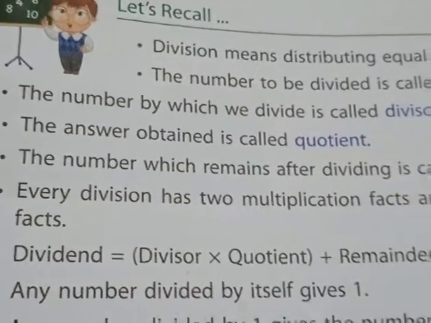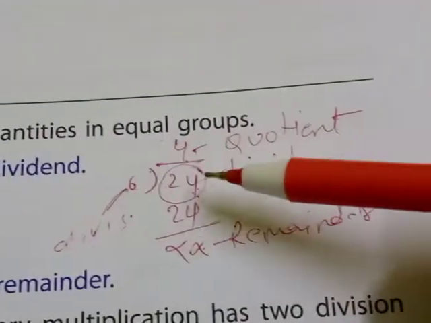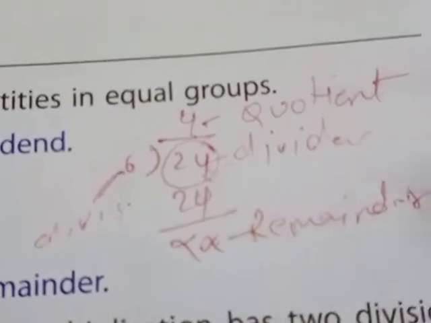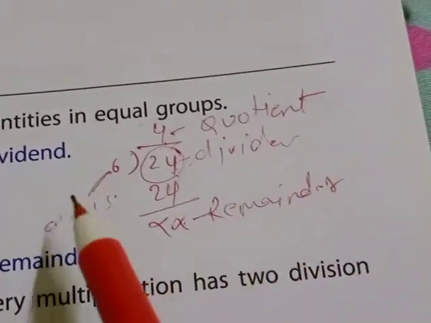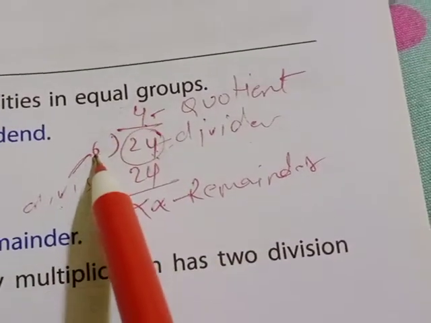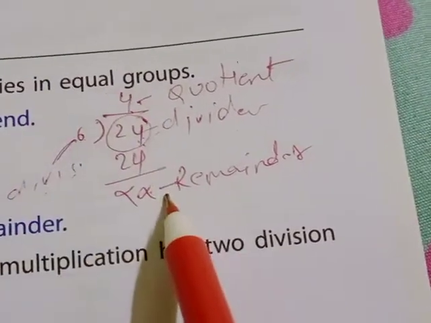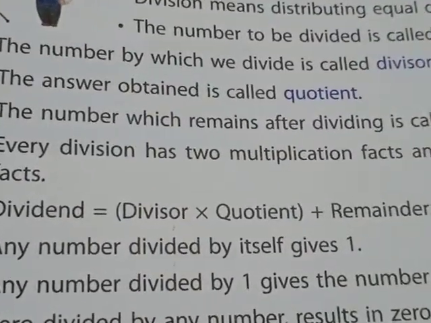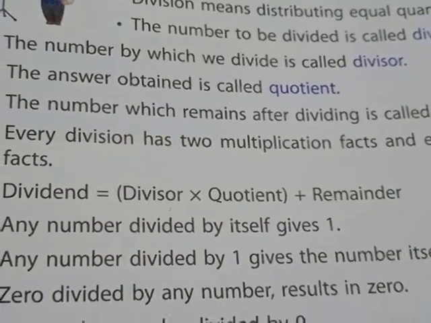Okay, so how do we find this dividend? To find this dividend, we have to multiply the divisor with the quotient, and to this multiplication answer, we will add the remainder. Our answer will come same as the dividend. Got it? So dividend equal to divisor into quotient plus remainder.